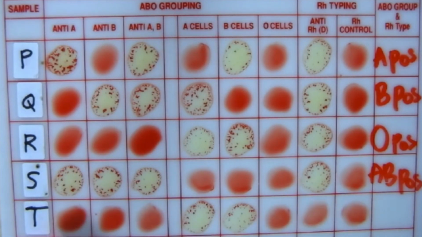So for patient T, the blood group is O, because there is no reaction here, no antigen A and antigen B detected, but there is anti-A and anti-B presence in serum. Okay, but the rhesus typing is negative. So patient T is, yes, O negative.